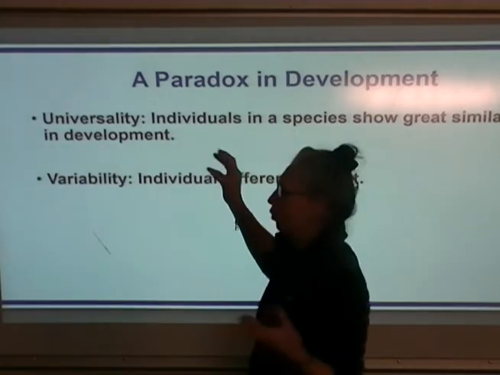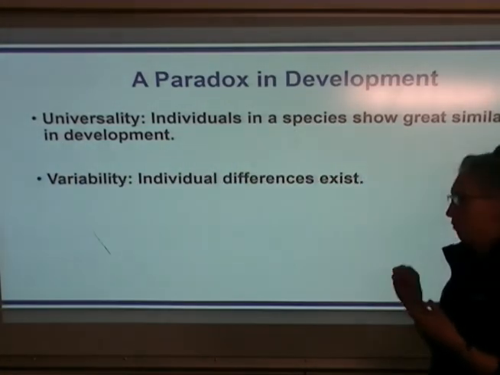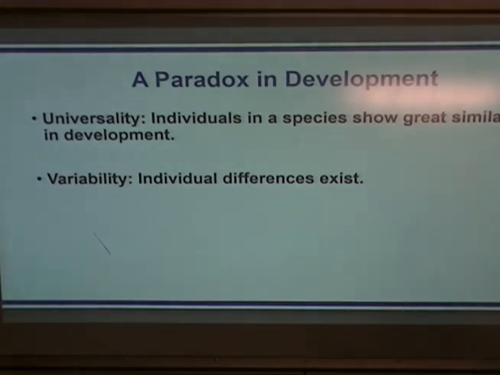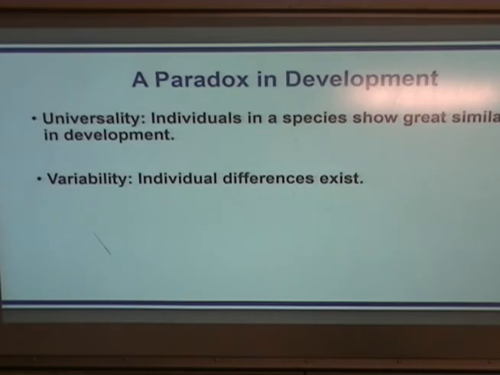So that's called universality of development. All right? We have stages of skills that are predictable because of this universality, right? And tomorrow we will look at the MSU chart, which is showing us some stages that are predictable because of universality.